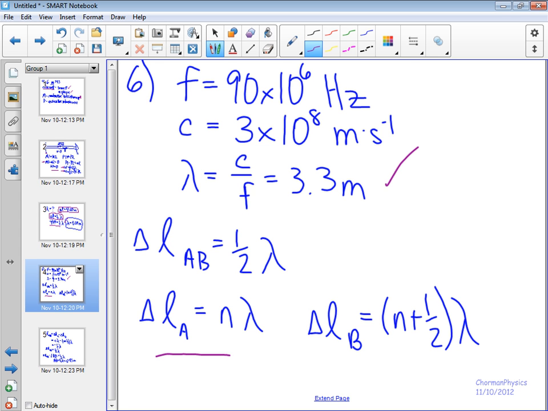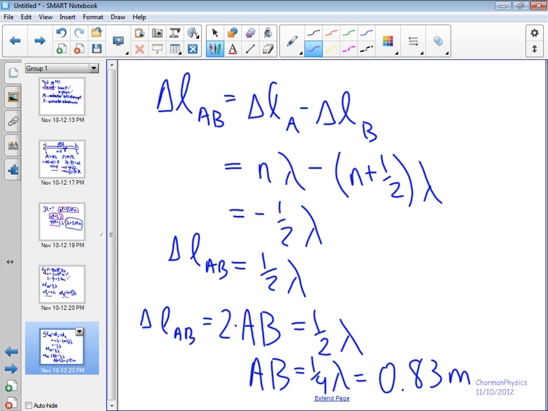Because if you do the math, delta L at A and delta L at B, both of these are the conditions for constructive and destructive interference, respectively. You take the difference of both of those, and we get half lambda. I'm ignoring the negative sign here, or maybe it's better if I just do delta L sub B minus delta L sub A, and we'll get the answer that way. So anyways, the path difference between both is half lambda.